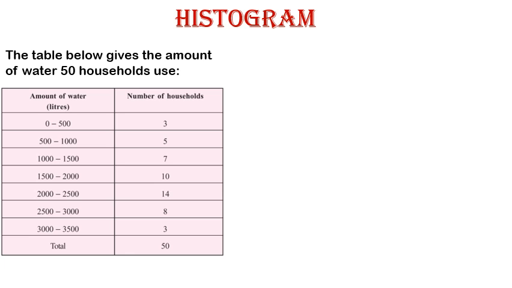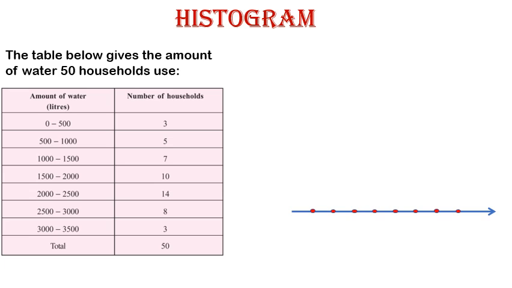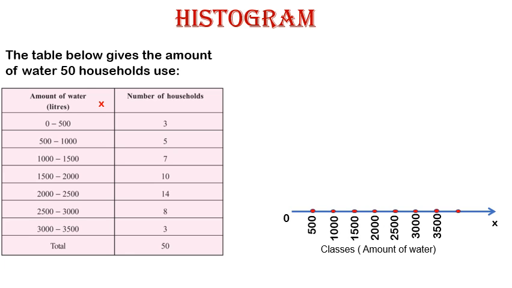For drawing a histogram, first let us use our ruler and draw a horizontal line and mark dots 1 centimeter apart on this line. This line is x-axis. Let us denote these class intervals along the x-axis like 0, 500, 1000, 1500, 2000, 2500, 3000 and 3500. Then mention here as classes or amount of water.